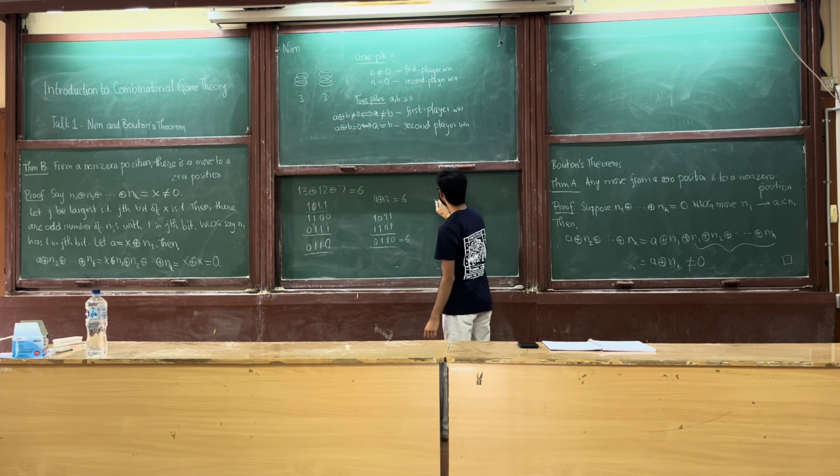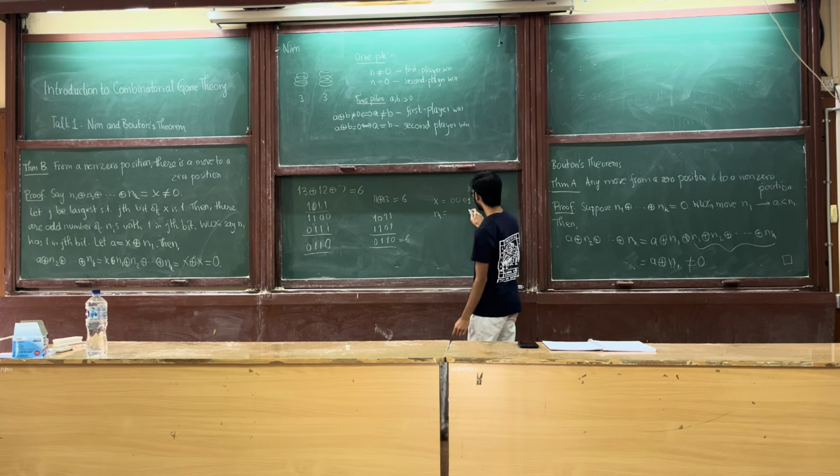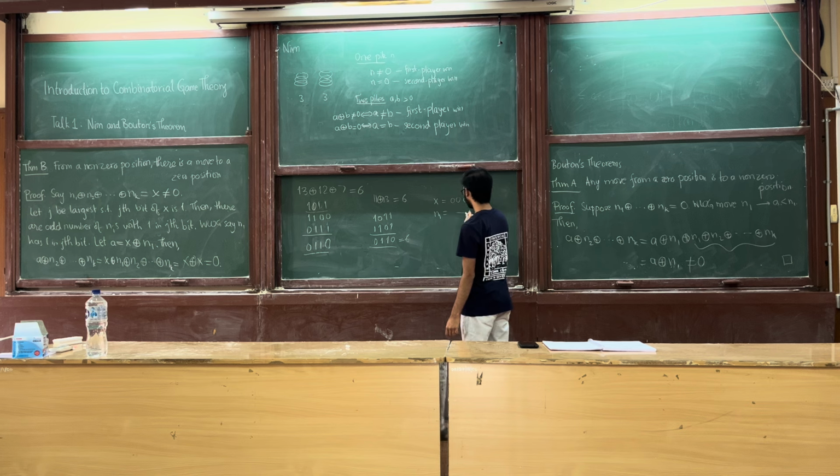Say I have x and n1. Then by assumption in the jth bit I have a 1 here, and beyond this it is all zeros. For n1 I also have a 1 here, and beyond this there can be anything.